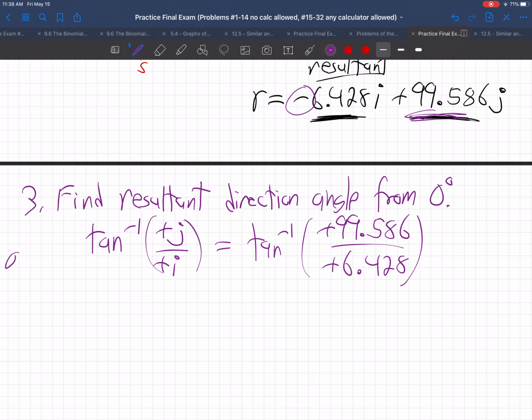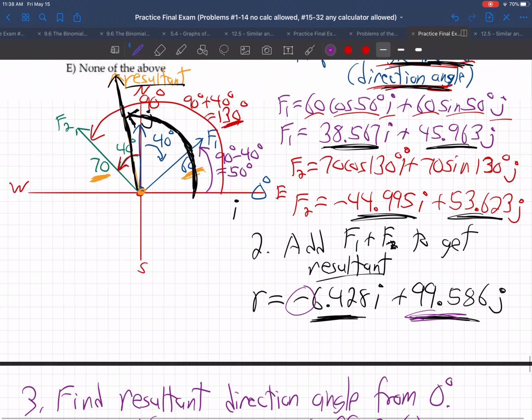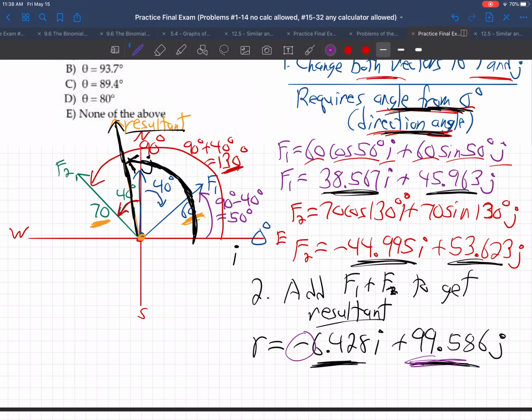Hit tangent inverse. So what this will be is the reference angle that we're going to get. So the reference angle will equal the tangent inverse of that. And I'm getting 86.307 degrees. Now that's the reference angle. That's not the actual answer yet. That's the reference. Now what do we mean by reference? Well, look up there at the resultant vector. Where is it? It's in the second quadrant, isn't it?